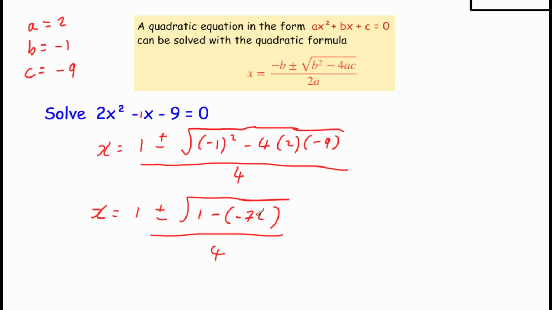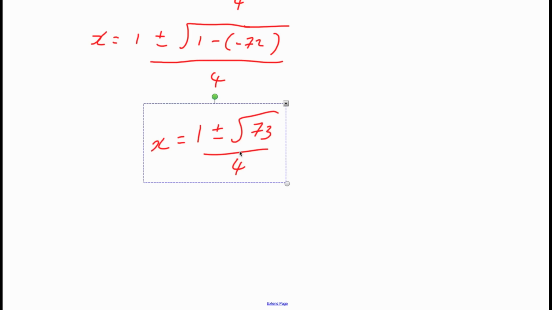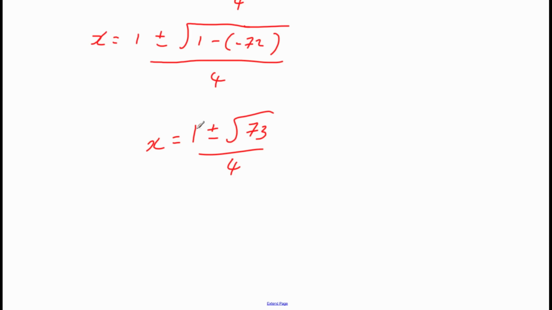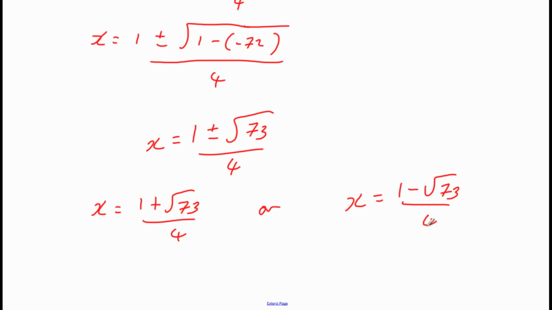Next, we've got 1 minus minus 72. That's going to be 1 plus 72, which is 73. So we're going to get x equals 1 plus or minus the square root of 73, all divided by 4. And now I'm just going to pull this down here. Now here we're going to have two solutions. We're going to work out 1 plus the square root of 73 divided by 4, and 1 minus the square root of 73 divided by 4. So let's write those out separately: x equals 1 plus the square root of 73 divided by 4, or x equals 1 minus the square root of 73 divided by 4.